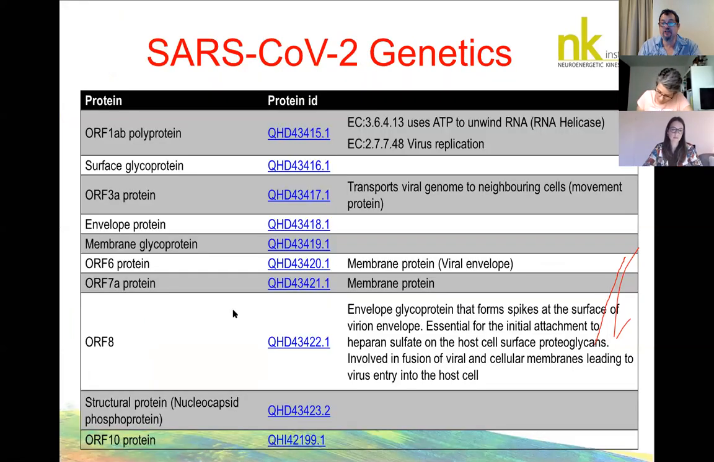So this is the genome of the SARS coronavirus 2. And you can see that they're basically, ORF stands for open reading frame, or it's a gene. They were numbered 1 to 10, but some here have got different numbers, but anyway. And you can see here, the first one, I've got enzyme.